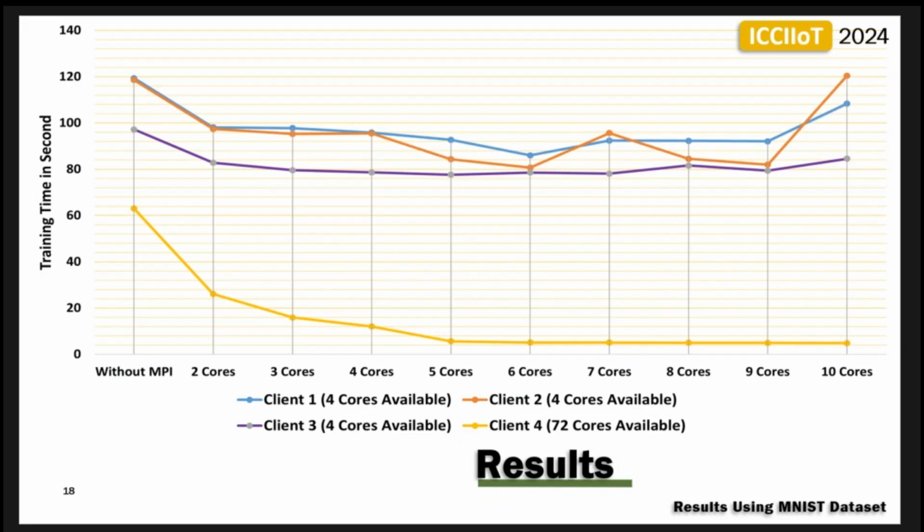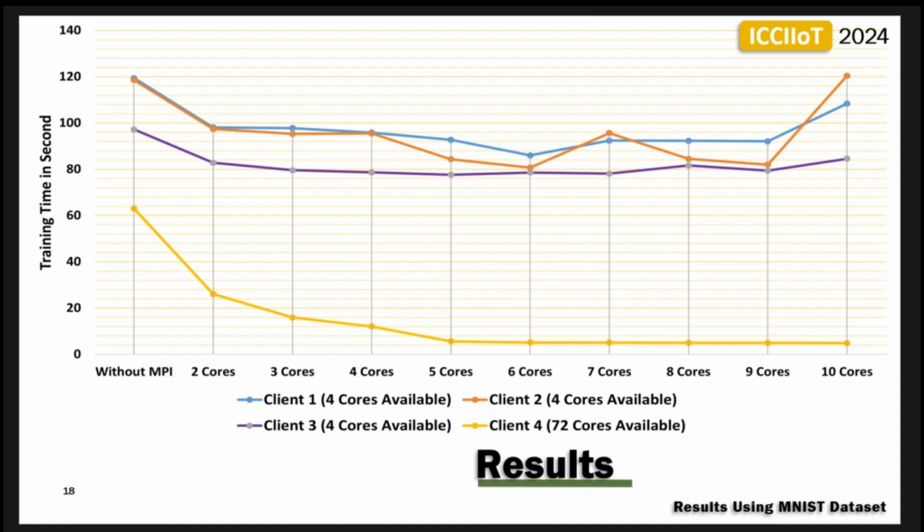This figure displays a comparative analysis of training times for the model on the MNIST dataset across 4 different clients, each with a different number of cores available. Clients 1, 2, and 3 all have 4 cores available, and client 4 has 72 cores available. The x-axis represents the number of cores used, ranging from without MPI to 10 cores, while the y-axis indicates the training time in seconds.